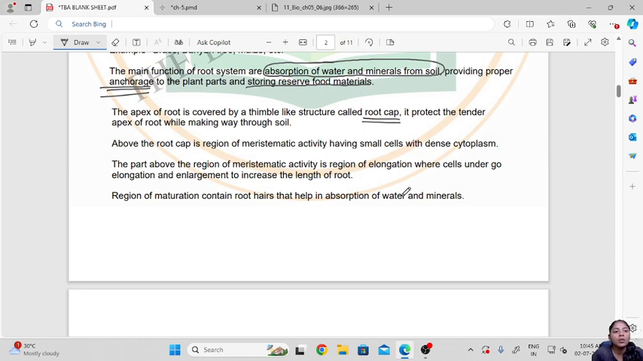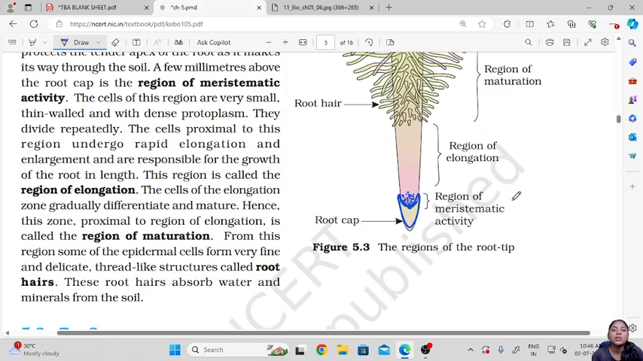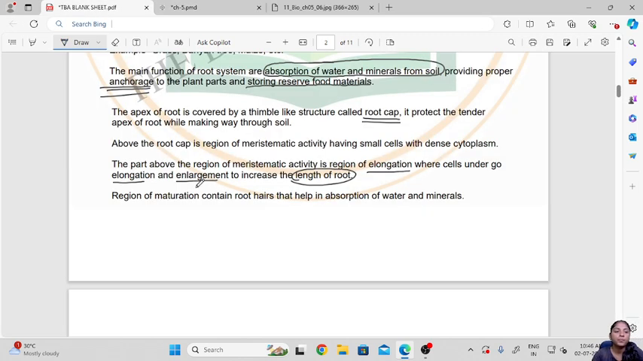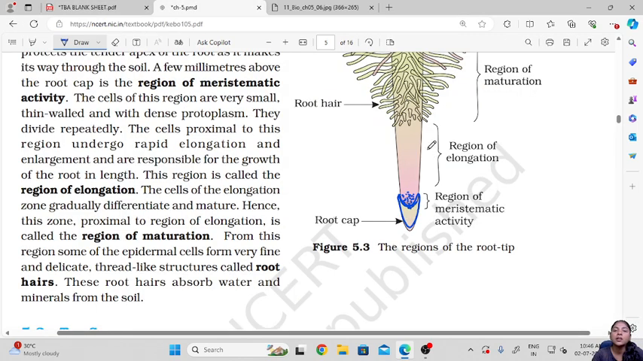The part above the region of meristematic activity is the region of elongation, where cells undergo elongation and enlargement to increase the length of the root. So this part is the region of elongation, where the cells elongate and enlarge to increase the length of the root.